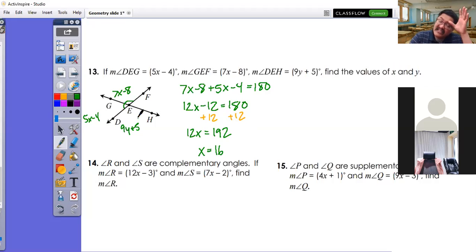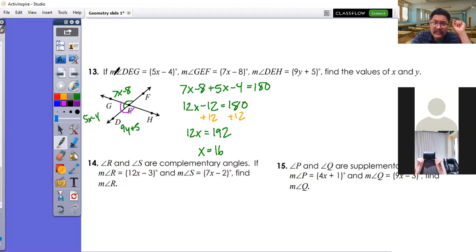Now, with this, there's two things we can do. I could do the same thing with these two angles, set them equal to 180. So I'd have 5x minus 4 plus 9y plus 5 equals 180. But then substitute x as 16. So that's one thing I could do.